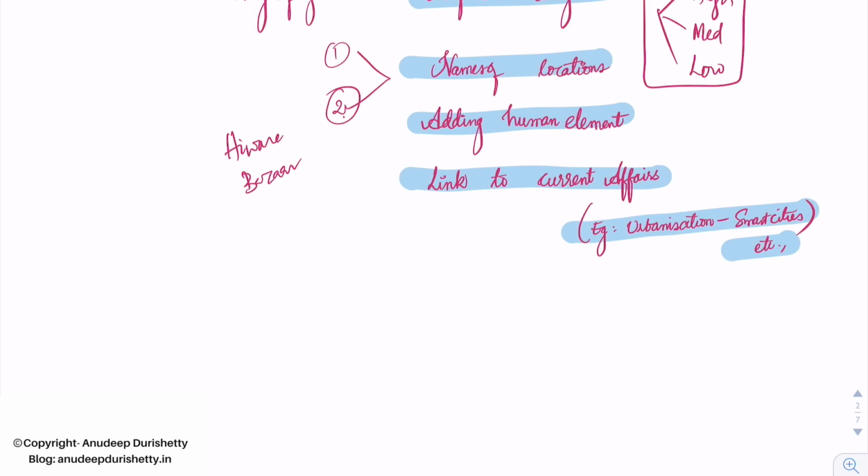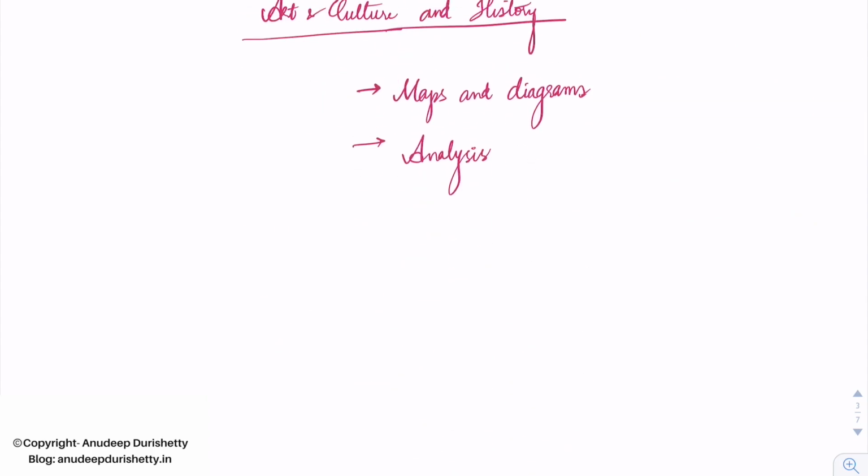Next, we move on to art and culture and history. In art and culture and history, the content is static, questions are straightforward, and any serious aspirant can read them well.